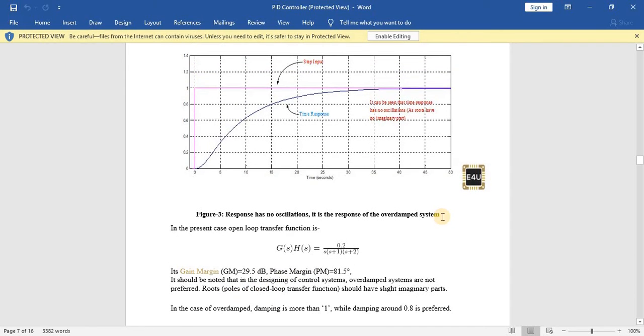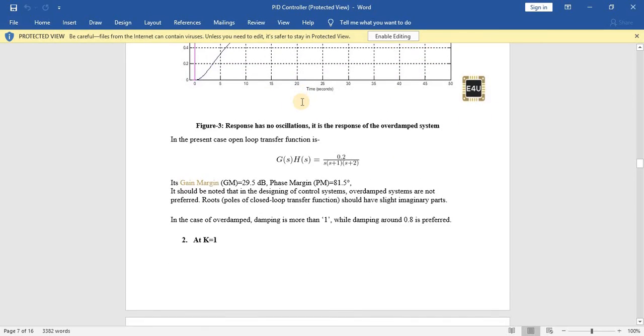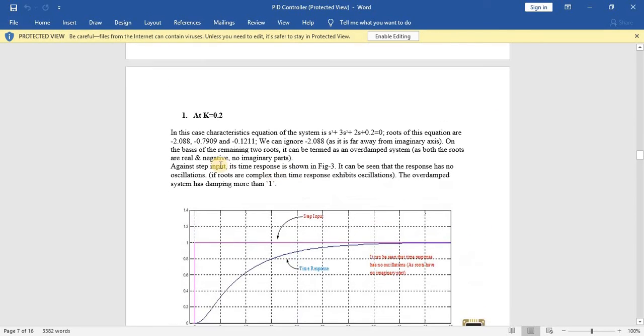It should also be noted that while designing any control system for this plant, an overdamped system is not preferred, because the roots should have slightly imaginary parts. In the case of an overdamped system, where damping is more than 1, a damping of around 0.8 is preferred. So we have to take a different value of k.